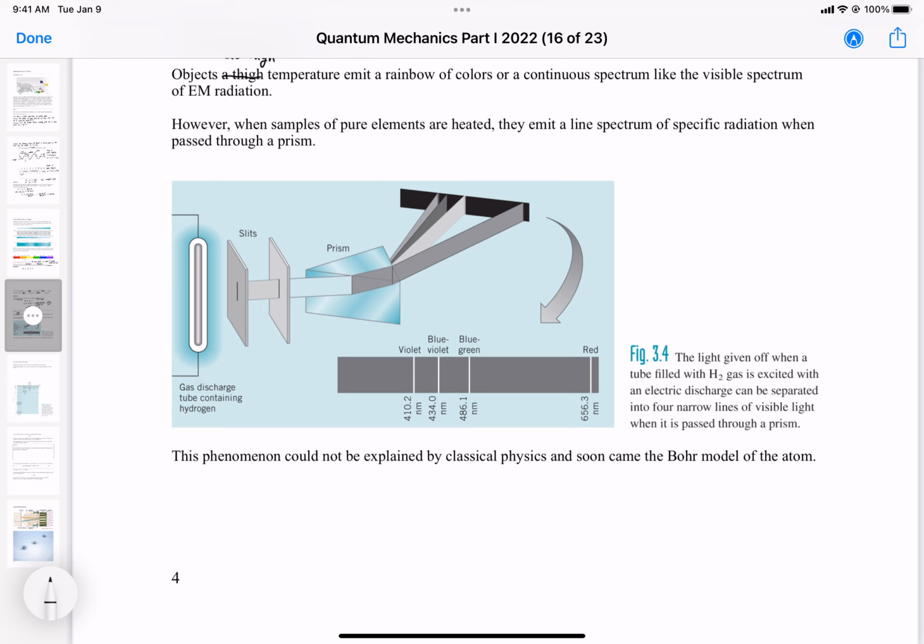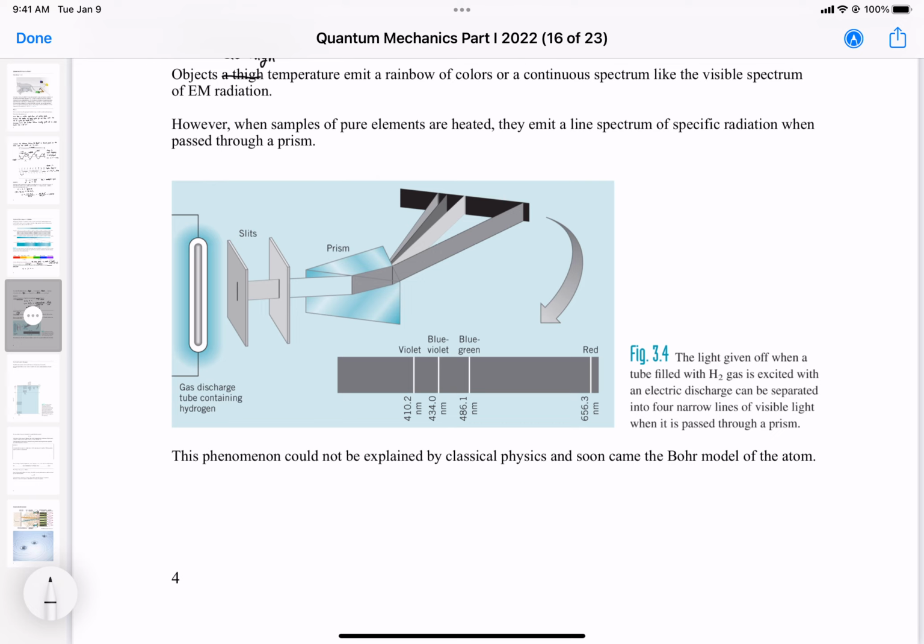Each element can be identified by its line spectrum. We call it a line spectrum because it's not continuous and there are only specific regions of light being observed. Many other elements can be identified with their light spectrum. So it's kind of like a fingerprint, right? You have a specific fingerprint for each individual. Each element in this case will have a specific light spectrum. So that's how we can identify elements, using a light spectrum. Okay? So it's not continuous.